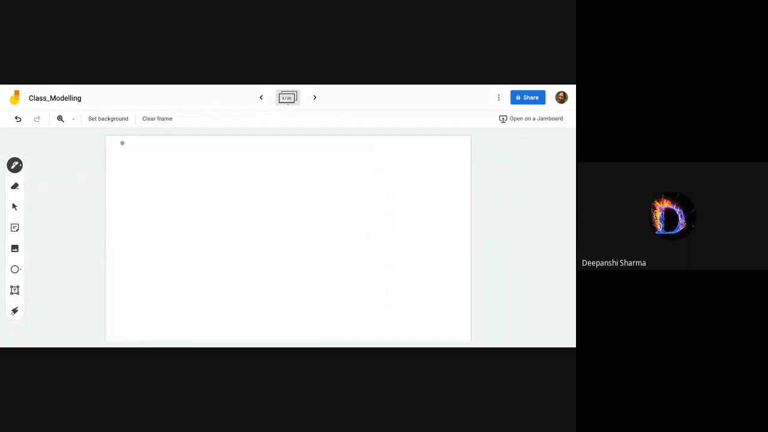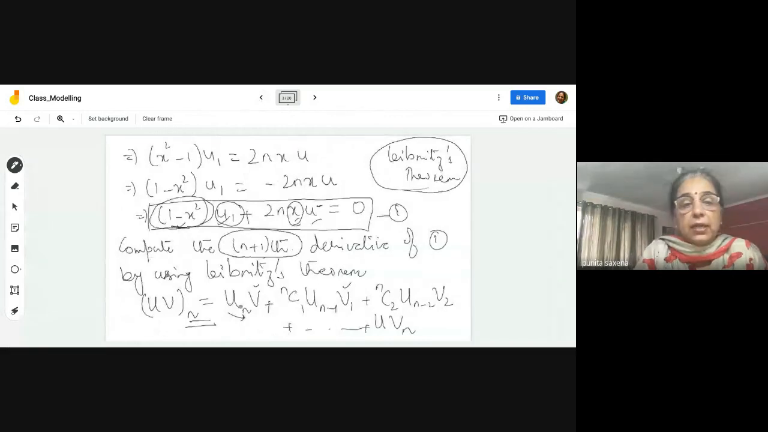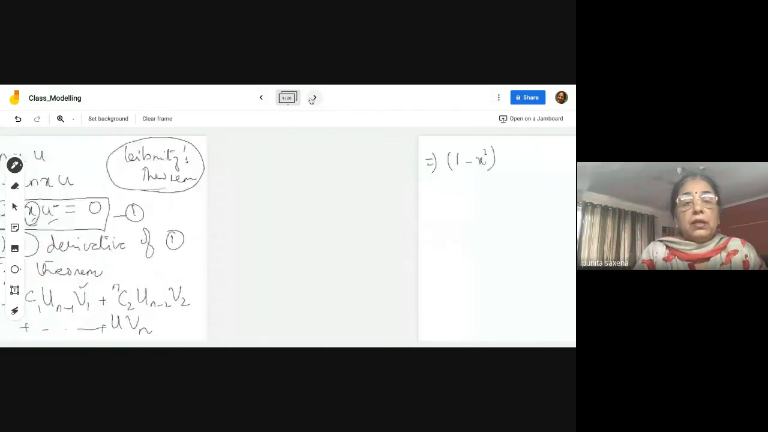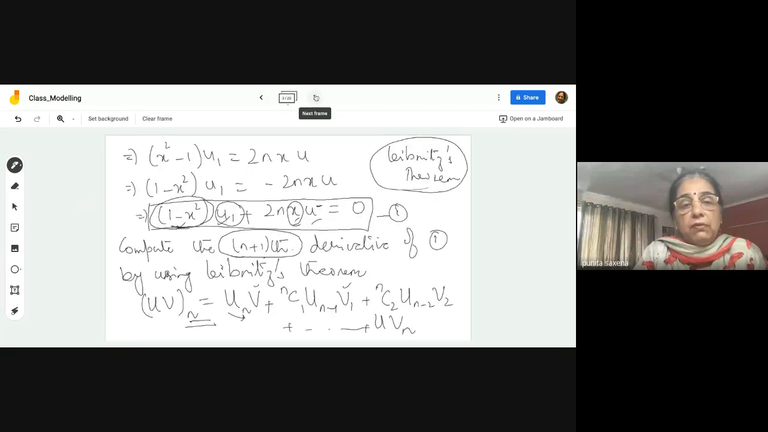Yes, ma'am. So if you apply Leibniz theorem, then it's going to be 1 minus x square. This is my v. What is the first term? u(n) v, right? So that means nth derivative of u. But here it's going to be the (n plus 1)th derivative of u1, right? So u1 means what? The first derivative of u. So then the (n plus 1)th derivative of u1 would actually mean the (n plus 2)th derivative of u, right? This is my first term.